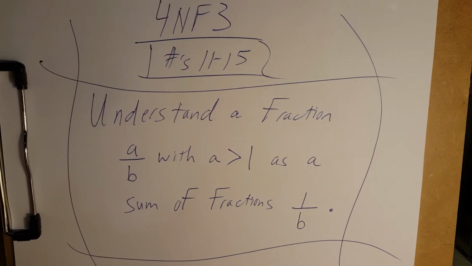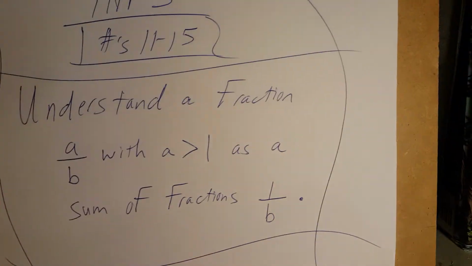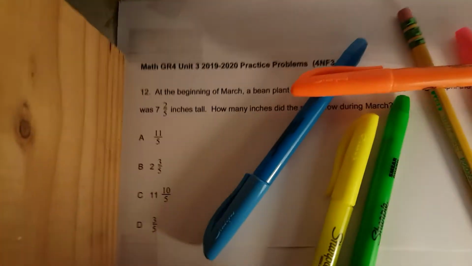Understand a fraction, a over b, with a greater than 1 as a sum of fractions 1 over b. Now, yes, there's more to the standard wording than that, but you know what? That's sufficient for now.